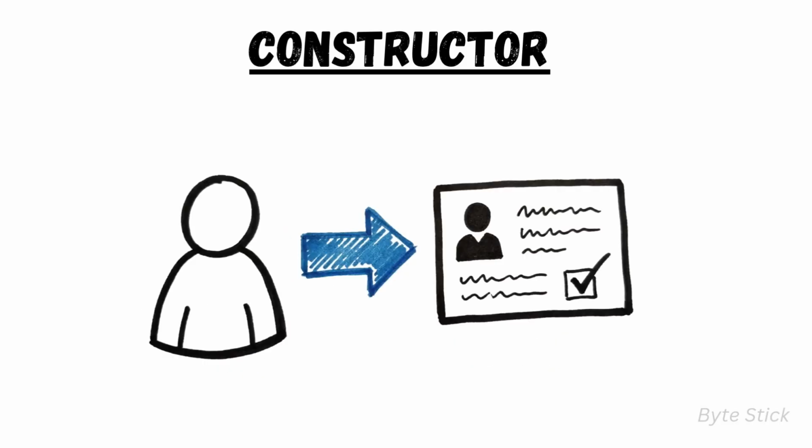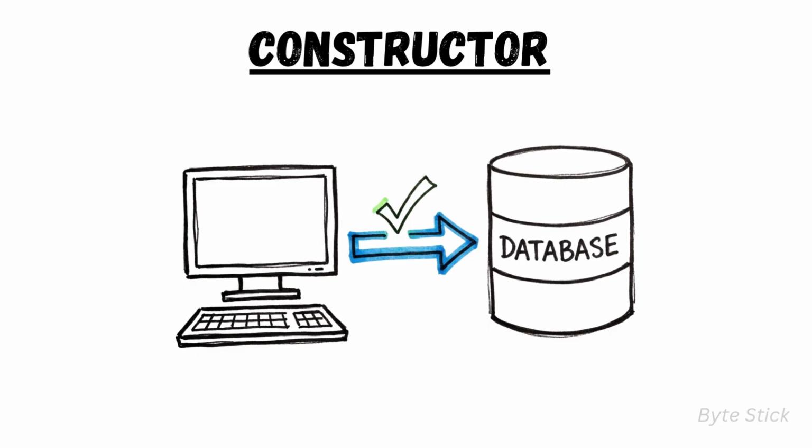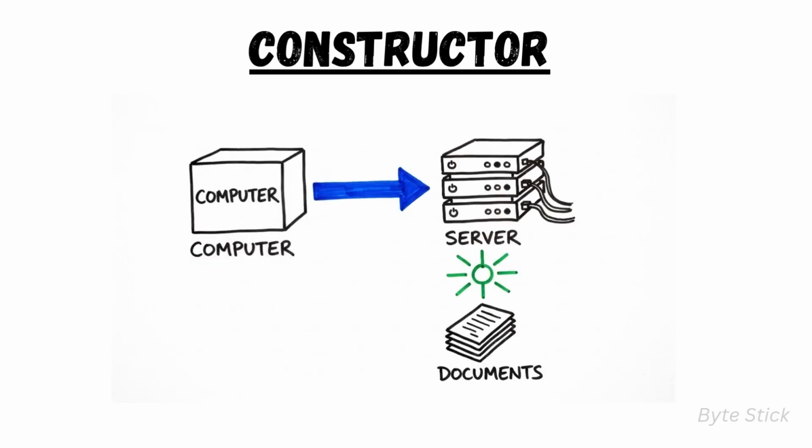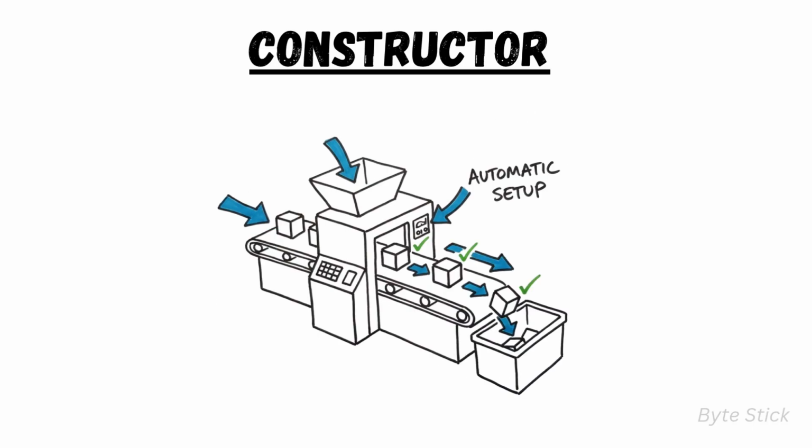When a person object is created, the constructor might assign the person's name and age immediately. When creating a database connection, the constructor may establish communication with the server before any data is requested. Without constructors, programmers would have to remember to initialize every object manually, increasing the chance of mistakes. Constructors ensure consistency by giving every new object the correct starting values from the moment it exists.